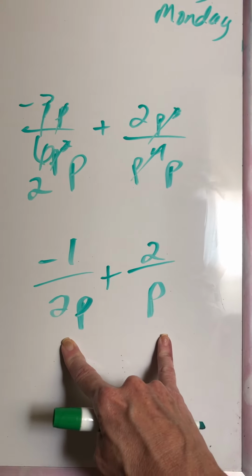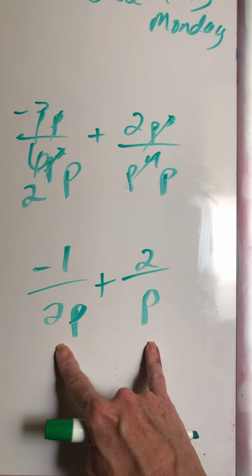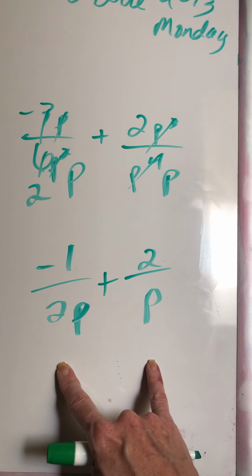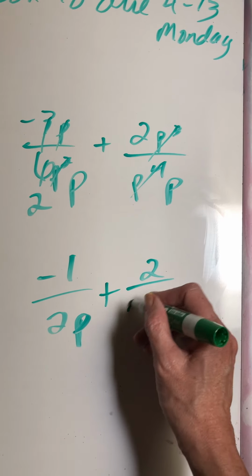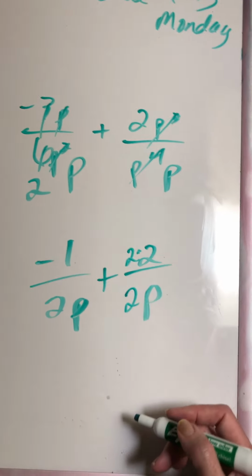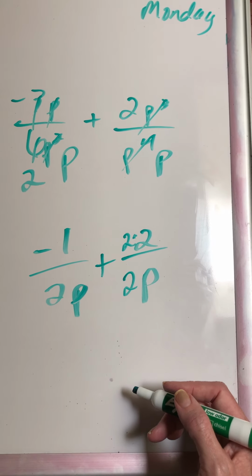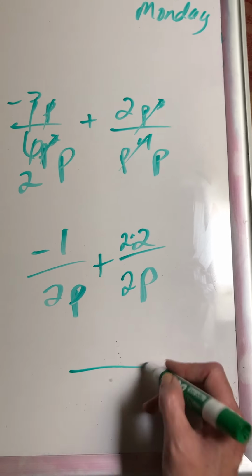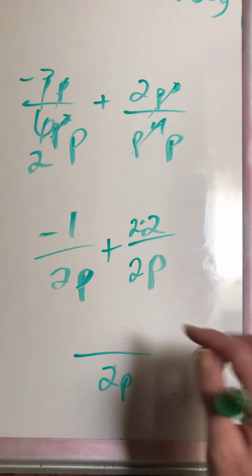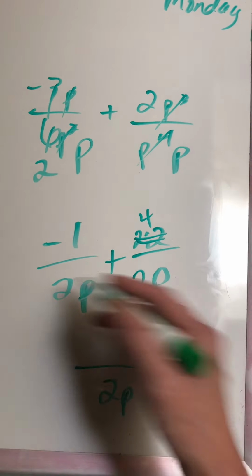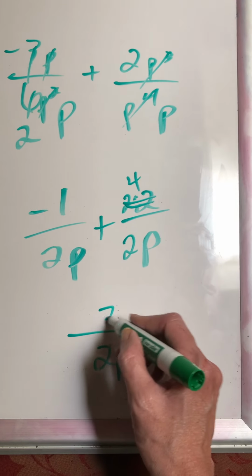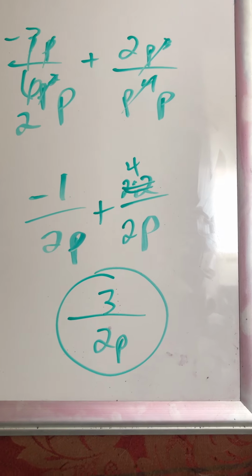So still don't have like denominators, but the denominator here is easier to find than it is here. So this is a 2p, this is just a p, so I need to multiply by 2, so I can get 2p. So my denominator is 2p. My numerator is negative 1 plus 4, because 2 times 2 is 4. They're like terms, so negative 1 plus 4 is 3. So it'd be 3 over 2p.